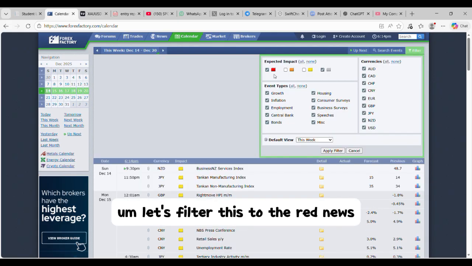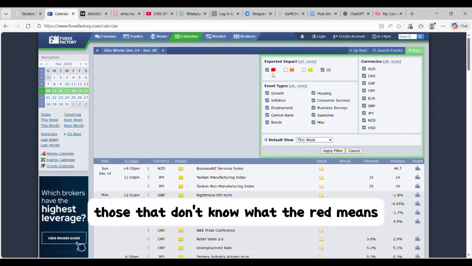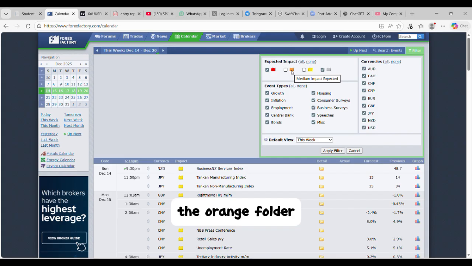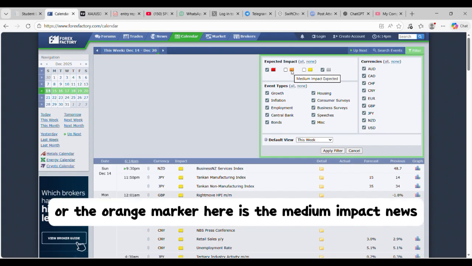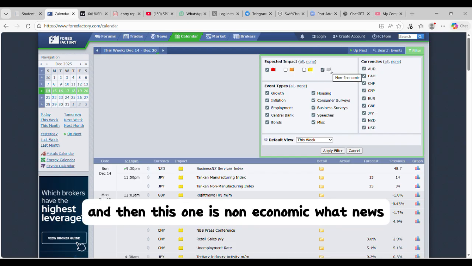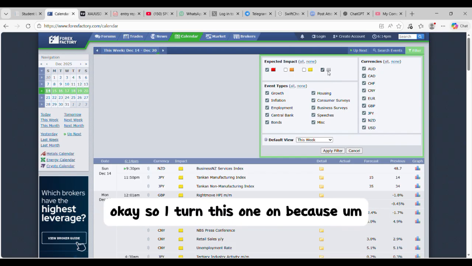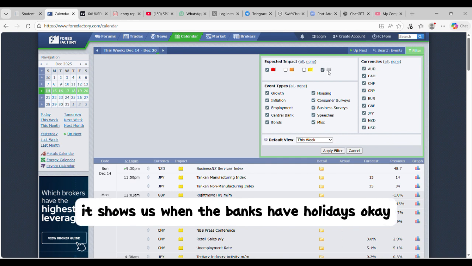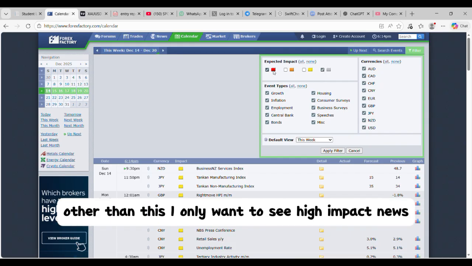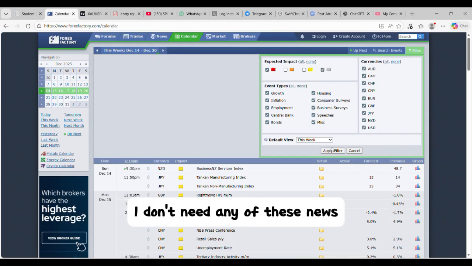Let's filter this to the red news. Those that don't know what the red means, red stands for high impact news. The orange marker here is the medium impact news. The yellow one is the low impact news, and this one is non-economic news. I turn this one on because it shows us when the banks have holidays. That is the only reason I have it on. Other than this, I only want to see high impact news. I don't need any of these others.